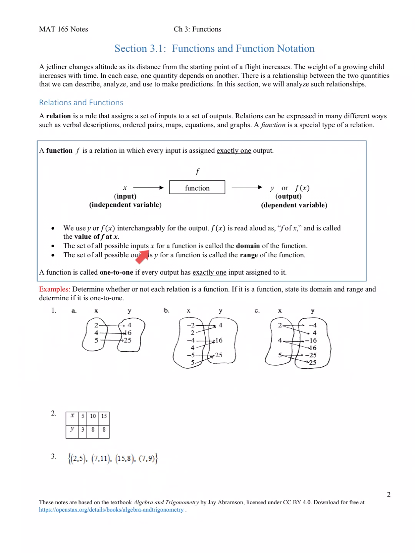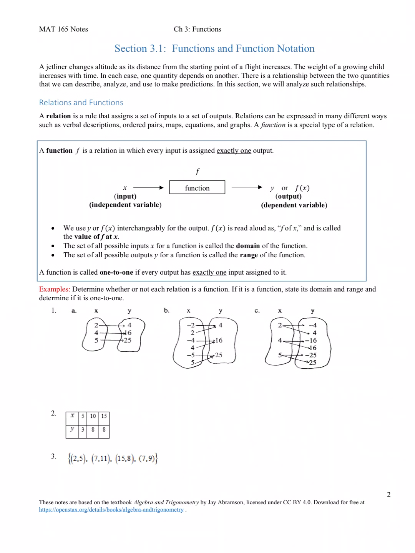The set of all possible x values, or inputs, or independent variables is called the domain of the function, and the set of all possible outputs, or y, or f of x, or dependent variables is called the range of the function. And we'll also be talking about functions that are one-to-one, and that's when every output has exactly one input assigned to it.